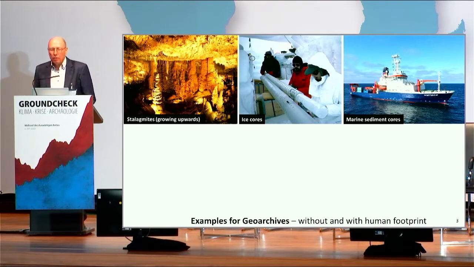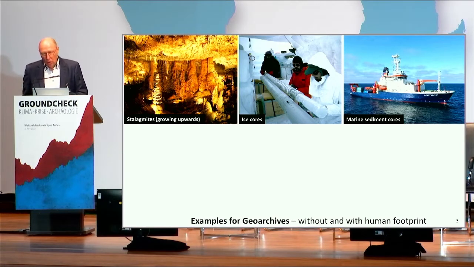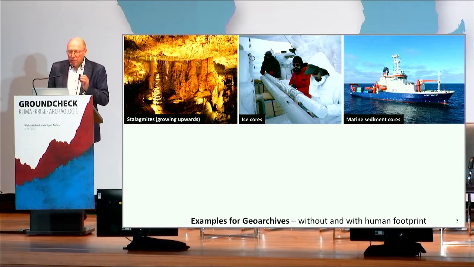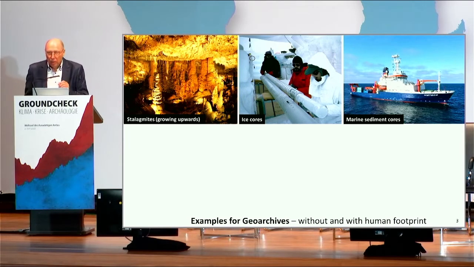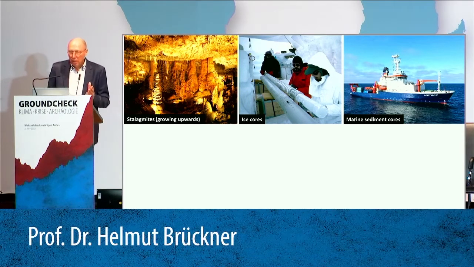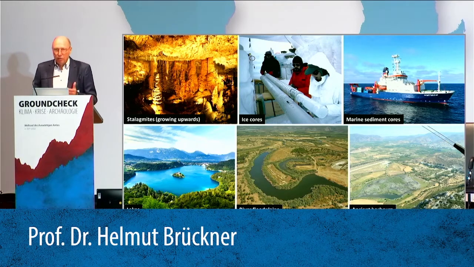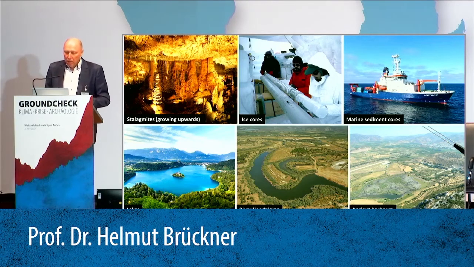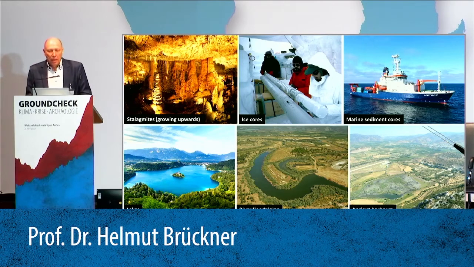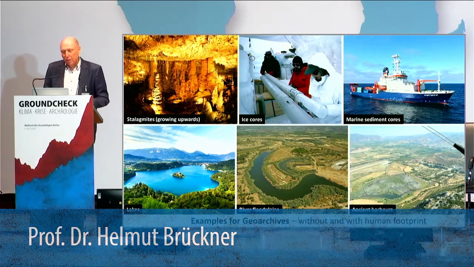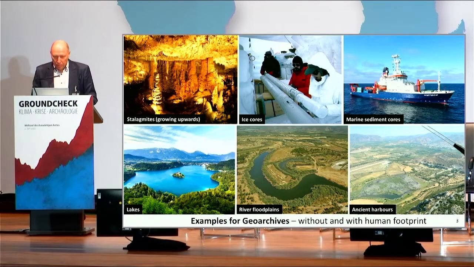What are geoarchives? For instance, dripstones, stalagmites, or ice cores, or marine sediment cores, they are especially indicative for the paleoclimate. Here we can read the paleoclimate in a long history, and depending on the resolution, also small climate fluctuations. And then geoarchives where we can see the human footprint, they are, for instance, lakes, or river floodplains, and definitely harbor basins. And I want to give you some examples of it.